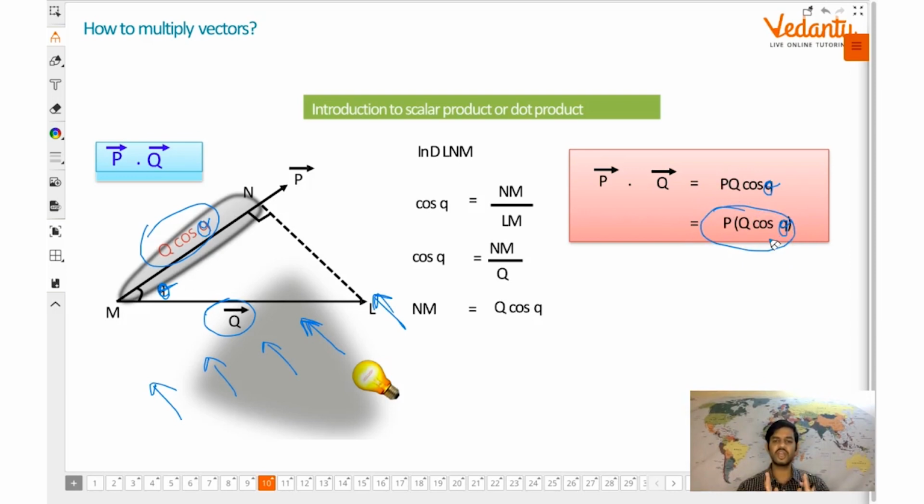Shadow wala part clear ho raha hai? Shadow is simply the component here, component of Q in the direction of P. Got it guys? Chamka everyone? Chalo.